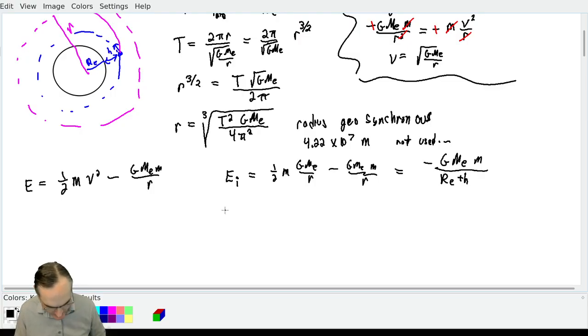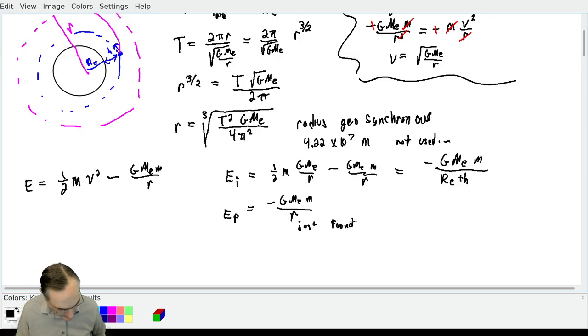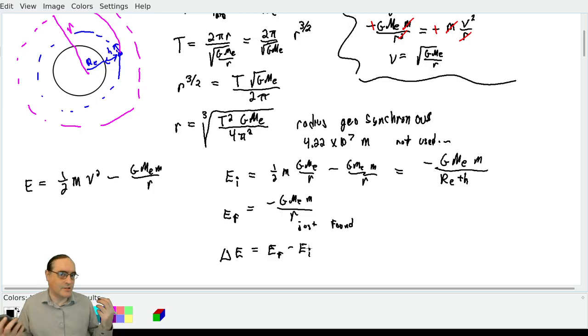Let's see, no reason we can't do energy final the same way, so it's going to follow generally the same equation, but it's going to be minus G mass Earth mass satellite over the r we just found. All right, and the change in energy required to make orbit is just going to be the change in these two, so energy final minus energy initial. The rocket motor is providing energy, so there is a change in energy here. It's not change in energy equals 0.